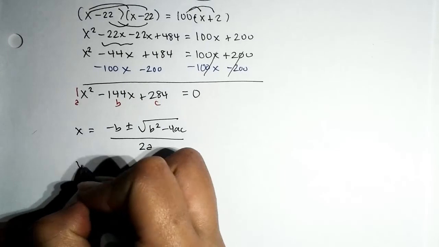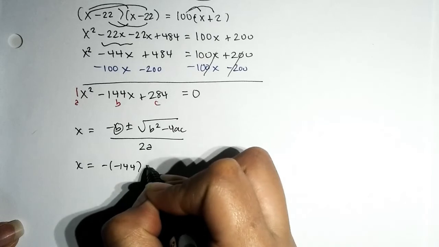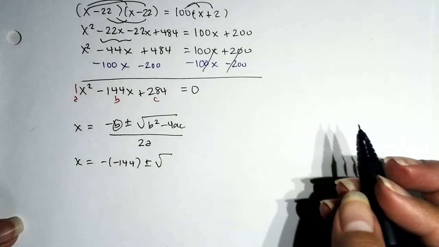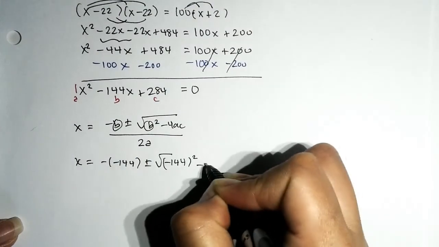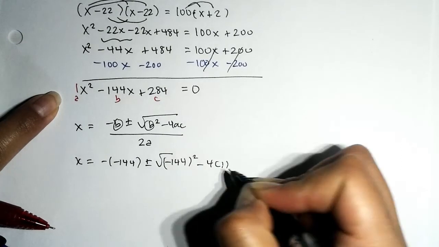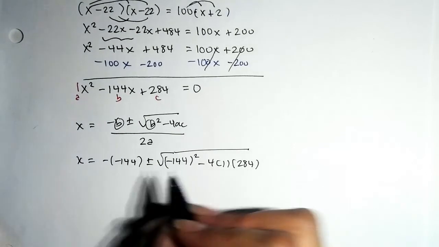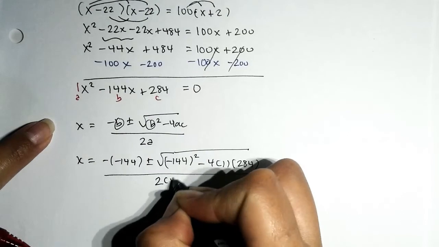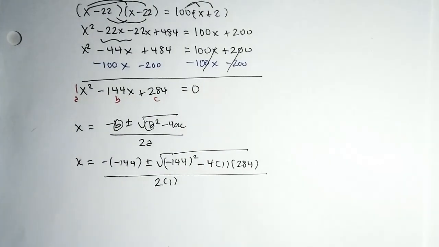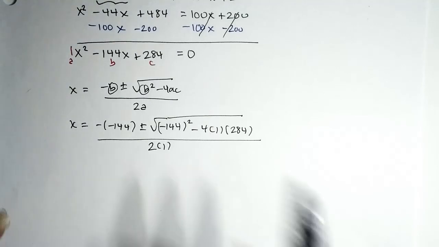So we have x equals opposite b, the value of b is negative 144. And then we're going to add or subtract the square root of b squared. The value of b is still negative 144, minus 4 times a, the value of a is 1, times c, the value of c is 284, all over 2a. This is strictly an arithmetic problem at this point. I'm not going to go straight to the answer because I don't know if my answer is going to be rational or irrational. It depends on what the square root simplifies to. So let's just keep going.